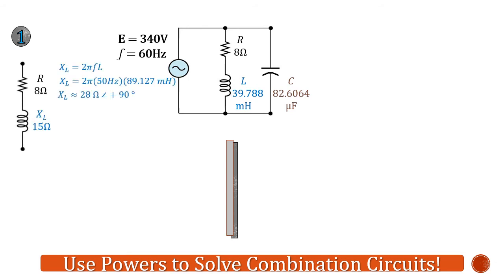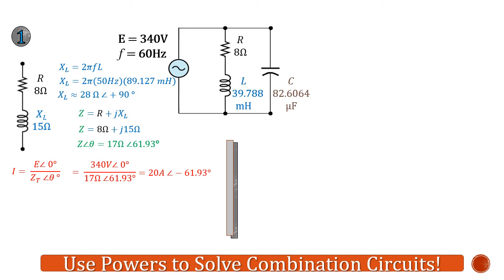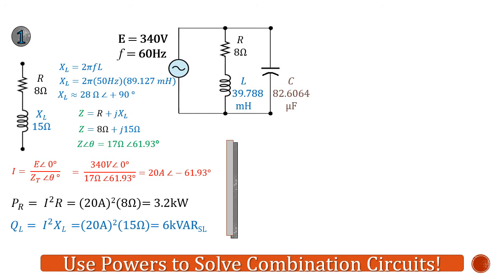When we convert our inductance to inductive reactance, we end up with 8 ohms in series with 15 ohms inductive. Those two together will result in 17 ohms impedance at an angle of 61.93 degrees. That 17 ohms will give us 20 amps in that first branch. That 20 amps will then give us a power of 3.2 kilowatts in the resistive piece and 6,000 bars in our inductive piece.